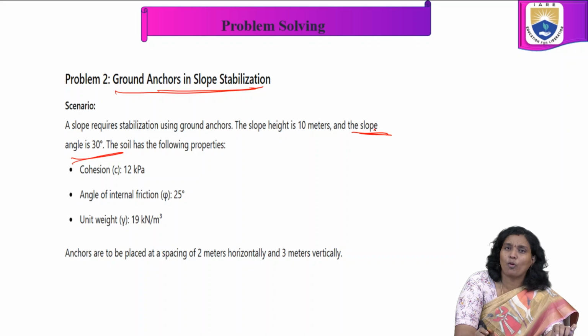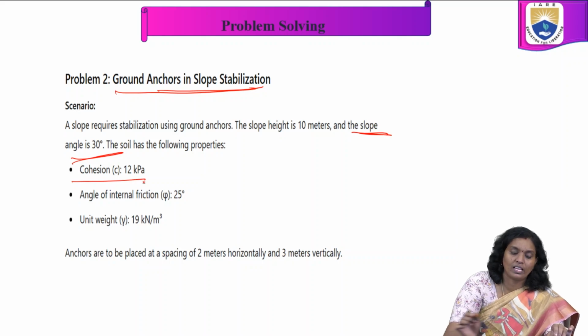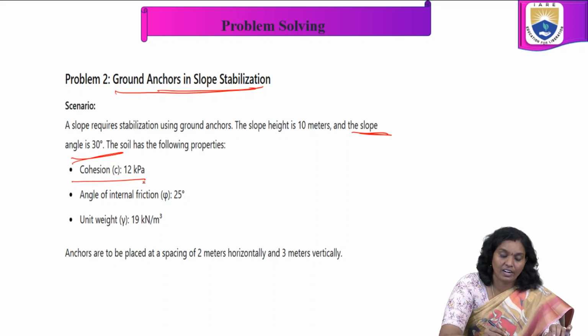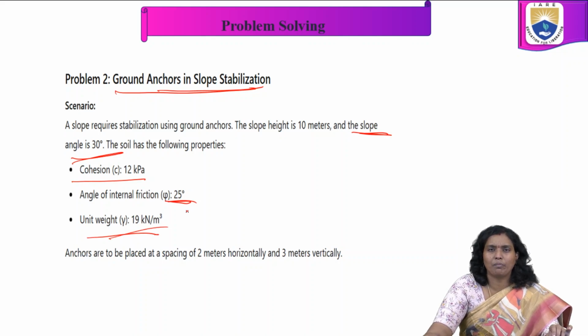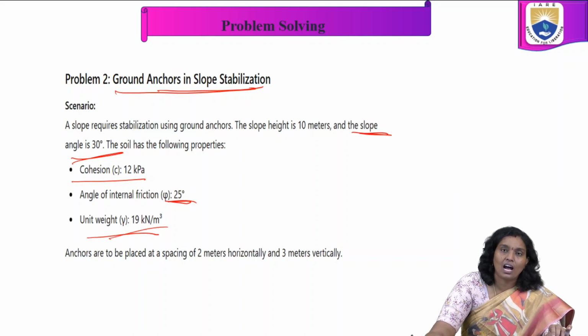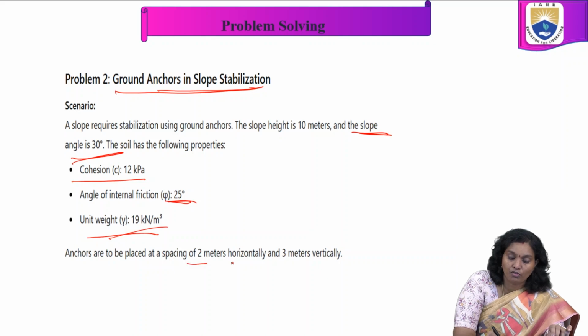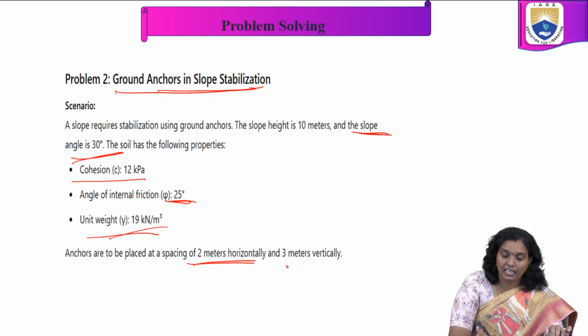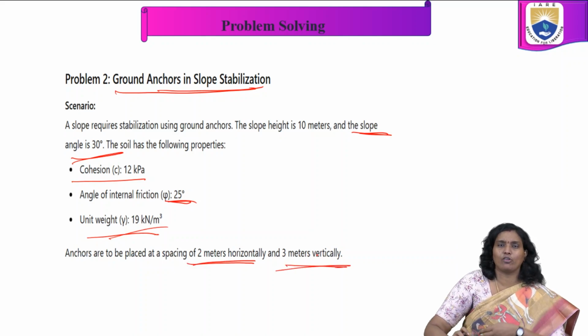What are some of the properties we know for this soil? The soil is cohesive, with cohesion equal to 12 kPa, angle of friction 25 degrees, and unit weight of the soil equal to 19 kN/m². Anchors are to be placed at a spacing of 2 meters horizontal and 3 meters vertical. This is the scenario we have.